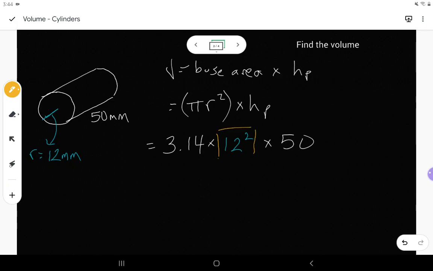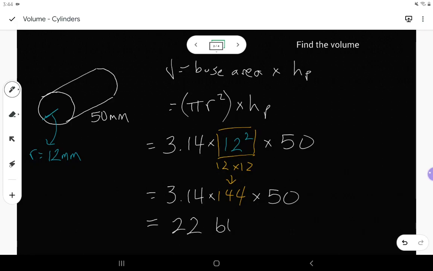I have to do this exponent first, so I need to do 12 times 12 first, because squaring means multiply by itself. Not 12 times 2, but 12 times 12, multiplying by itself. And I go 3.14 times 144, that is 452.16. And when I multiply that by the 50, I get 22,608. And looking at our units, they are millimeters. So I'm going to put millimeters cubed because it's a volume. So I have units are cubed.